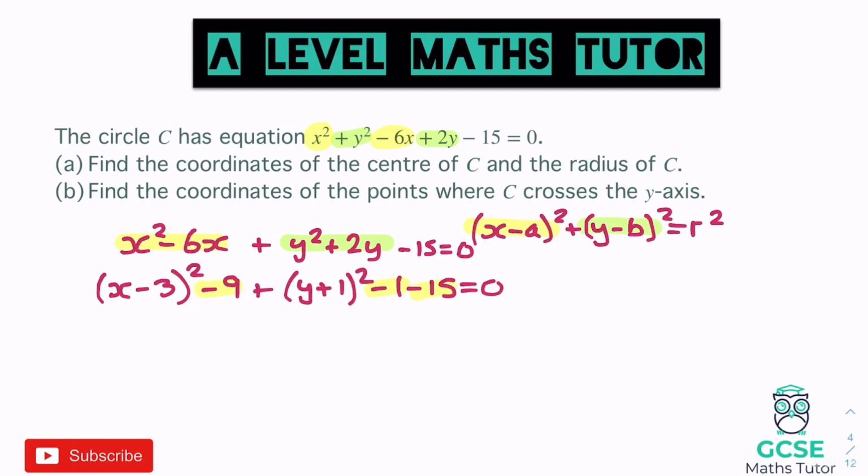Now if I group those all together, and I'll probably skip a few steps on the next question here, but if I group all the numbers together and I'll put them all at the end, let's see what we've got. We've got x minus 3 in brackets squared plus the y plus 1 in brackets squared. And then all of those numbers, we've got minus 9, minus 1, that's minus 10, minus another 15 is minus 25. There we go, and that all equals 0.